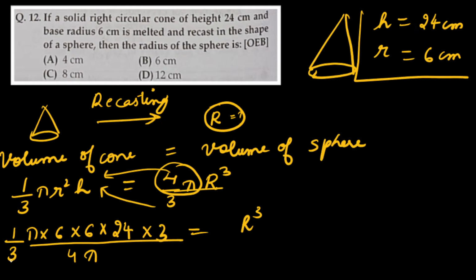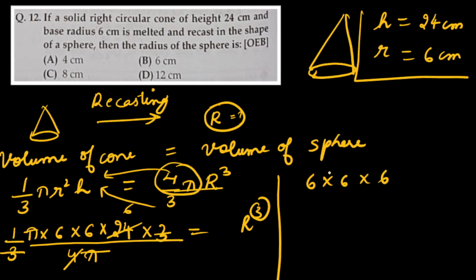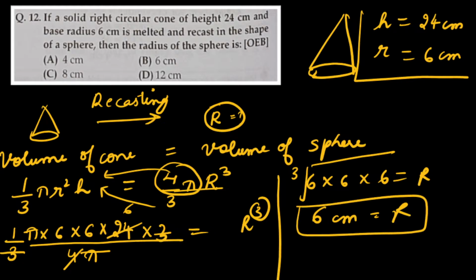Now we can do cancellation wherever it is possible. So 3 and 3 will get cancelled. Pi and pi will get cancelled. So 4 into 6 is 24. So what am I left with now? 6 into 6 into 6. This cube, if I shift to the other side, it will become cube root. So we know this thing. While solving cube root, triplet we will take out of the root as one number. So 6 centimeter is the answer. Answer given by Shiva Shankar and Shreyasi before me. So the value of R here is 6 centimeter.